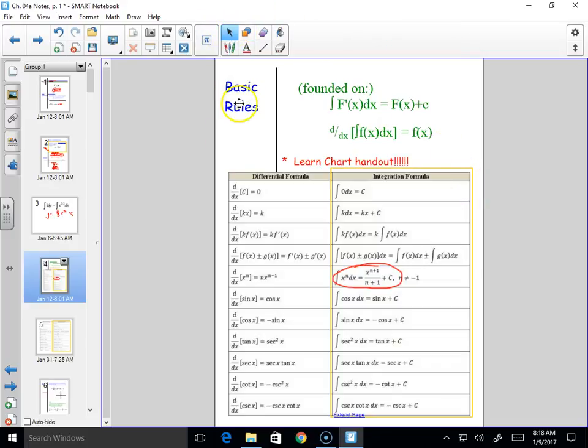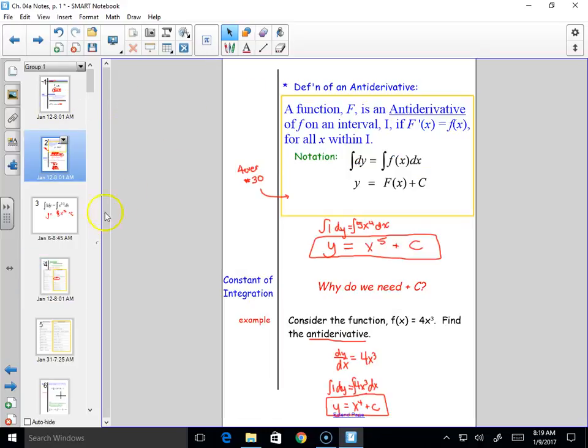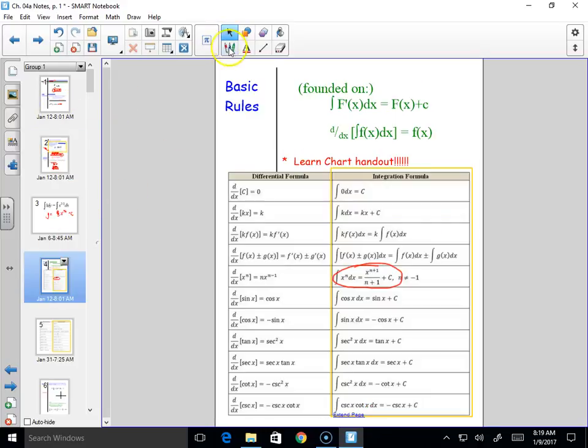But what's it called? Basic rules of integration. Does that sound good? Or basic integral formulas, either way. And this is our forever number 31. Okay, forever number 31.